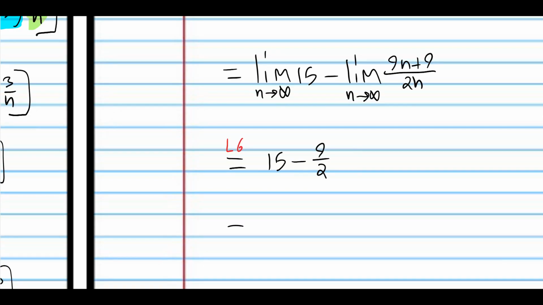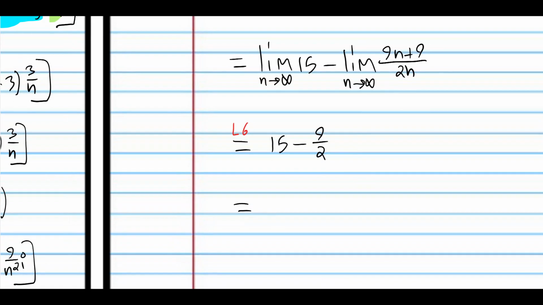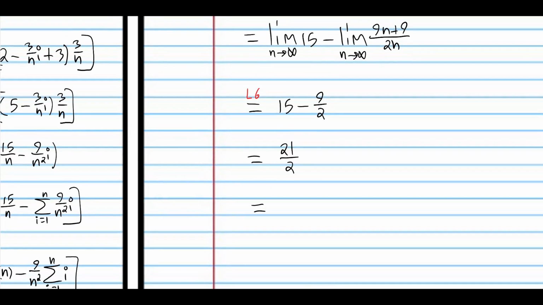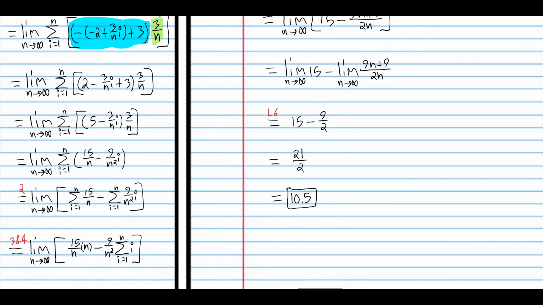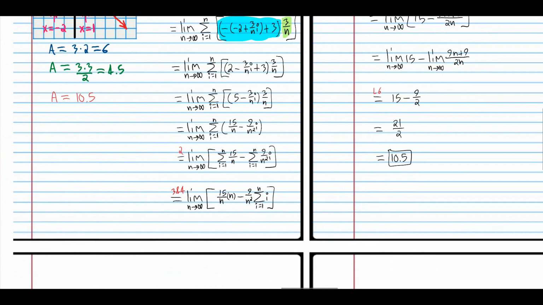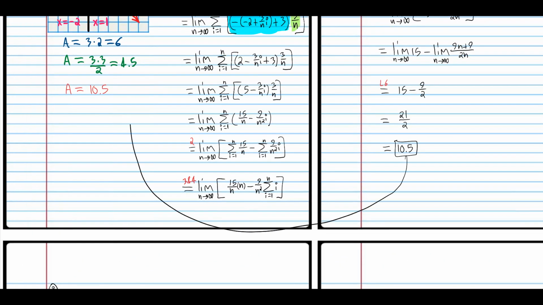Okay, so that's going to be 21 over 2. And if we change that to decimal form, guess what we get? 10.5. That's the exact area in square units. Now remember, we calculated, we got the same number. So we confirm that we did it correctly.